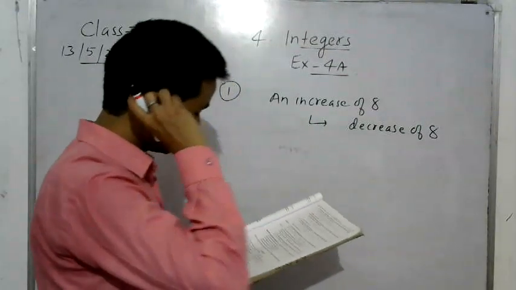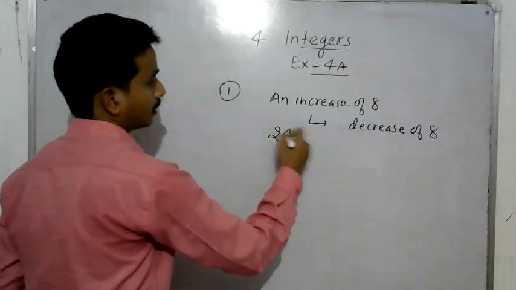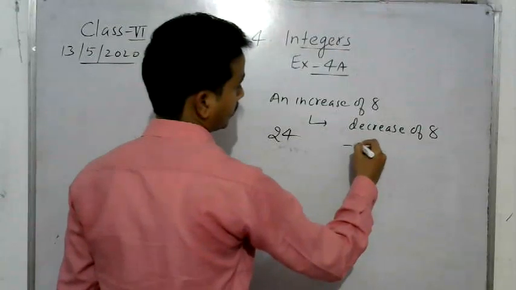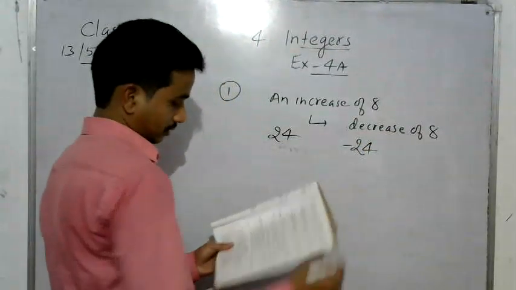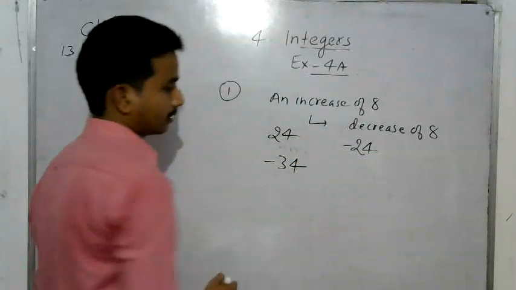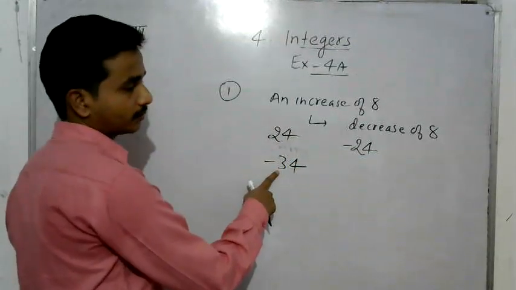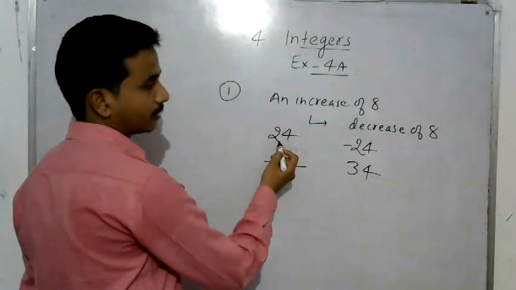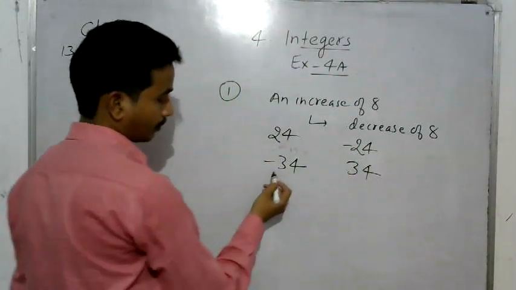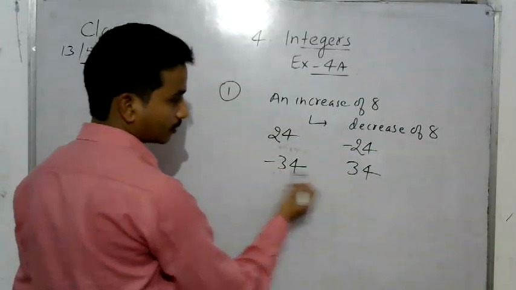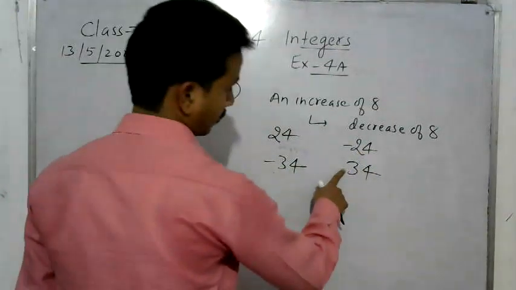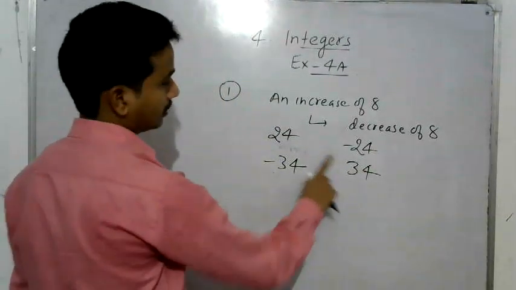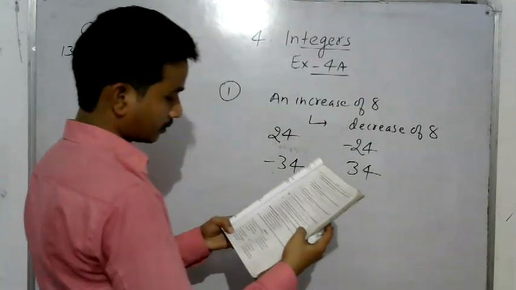So in this way, what is the opposite of 24? Negative 24 is the opposite. And what is the opposite of negative 34? Positive 34. The opposite of plus 24 is minus 24, and the opposite of minus 34 is plus 34. There is no need to write the plus sign here. If no sign is there, then automatically understand that there is a plus sign. In this way, you will solve question number 1.